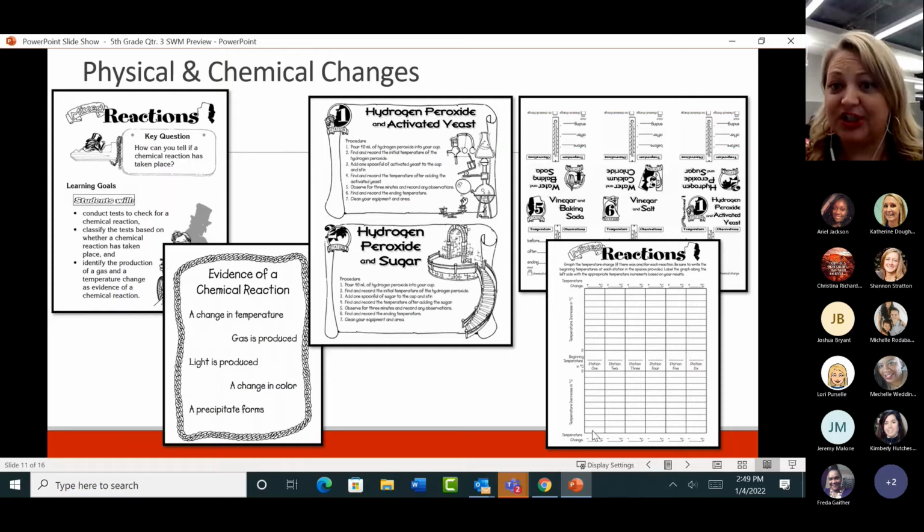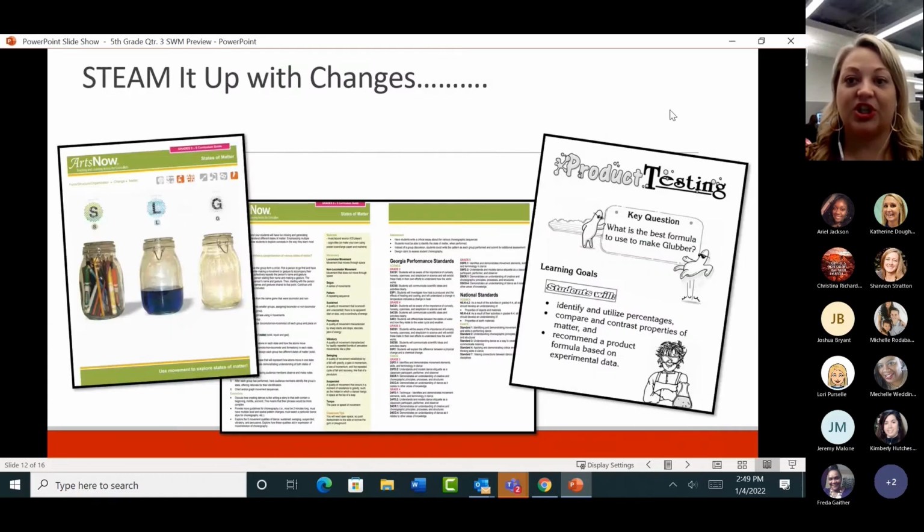You have a data sheet for both of them. You're going to calculate the temperature change. You're going to take temperature checks and observations at each station. So 2 really, really good activities for physical and chemical changes.